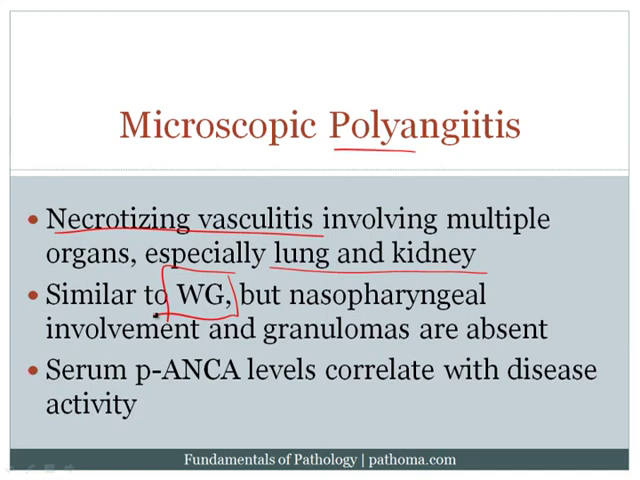In Wegener granulomatosis, you would expect to see nasopharyngeal involvement. In this disease, you will not see that. In Wegener granulomatosis, you would expect to see granulomas. In this disease, you will not see that. Finally, in Wegener's granulomatosis, you would see a C ANCA. However, in this disease, you are going to see a P ANCA. So those are some important distinctions.